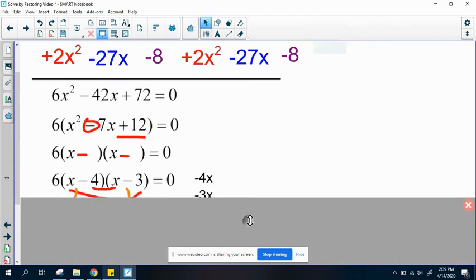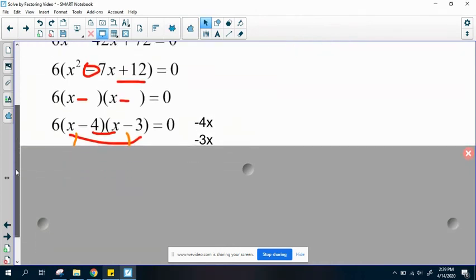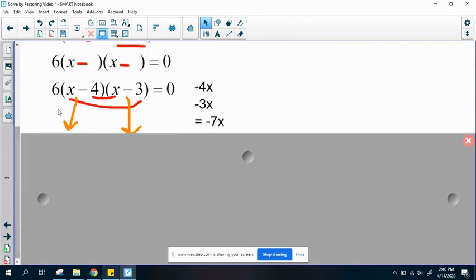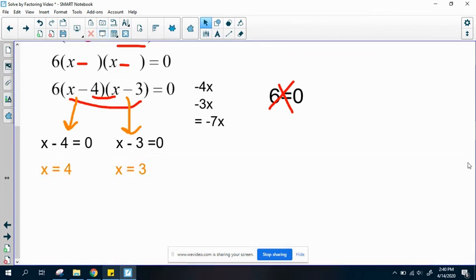Okay. So now here we go. I'm going to try 12, 4, and 3. So if I do that, a -4 and a -3 will absolutely give me -7. So now all I have to do is set each of them equal to 0. Notice I, again, don't set the 6 equal to 0 because that doesn't make any sense. You only set things equal to 0 that have x's. So I have x minus 4 equals 0 and x minus 3. So I'm going to add 4 and add 3, and those are my two answers.